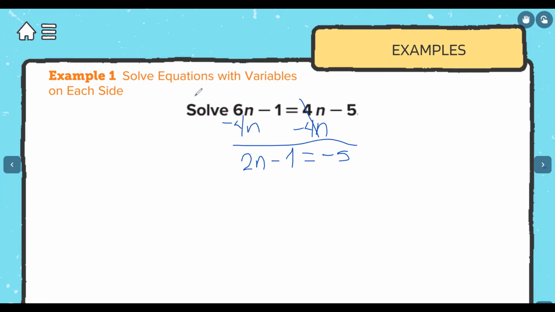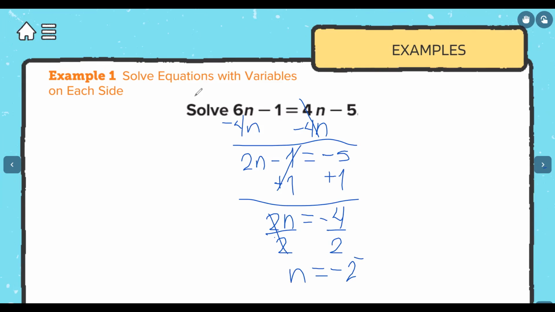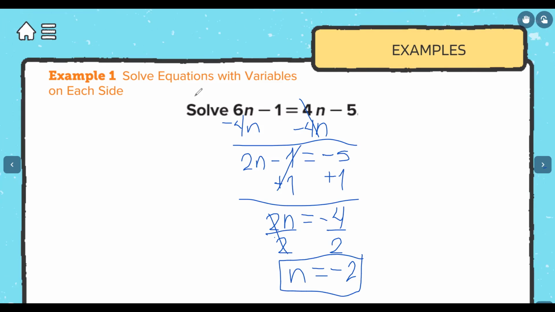Now, this constant right here, I need to put it on the other side. Since I'm subtracting 1, I need to do the opposite. Add 1, okay, on both sides. I cancel this one out. So on this side of the equal sign, I have 2n. And right here, negative 5 plus 1 gives us a negative 4. Now, right here, I have a multiplication. The opposite of multiplication is a division. So I need to divide both sides by 2. I will have n equal to negative 2, okay? Because negative 4 divided by 2 is negative 2. Good.